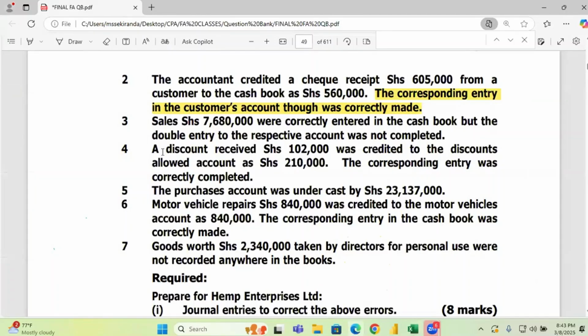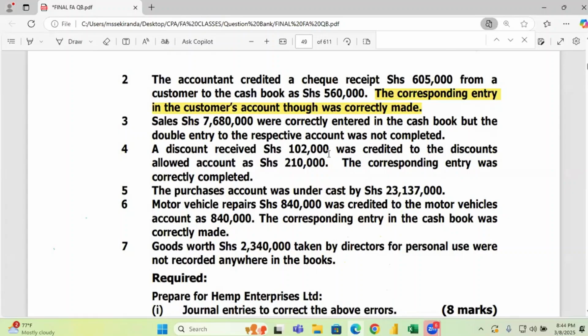A discount received was credited to the discount allowed. Already that is an error. Because it was supposed to go in the discount received account. Again, you are posting it in the discount allowed. That is the error automatically. Okay? So the discount received was credited to the discount allowed as 210. That was the error. They credited a figure in the discount allowed, yet it was not supposed to go there.